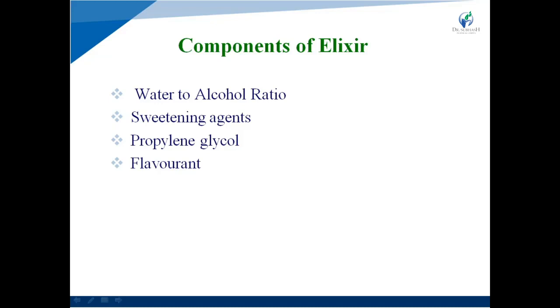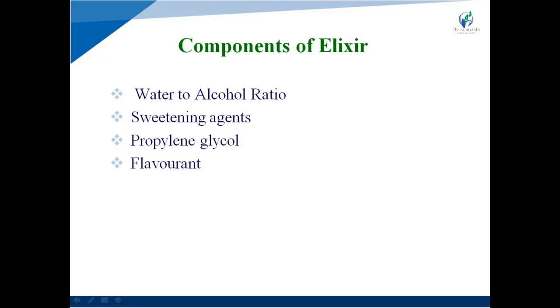Next one is propylene glycol. What is the use of propylene glycol? It is a colorless viscous liquid. It is used as a solvent in the preparation of certain medications, and it also inhibits the growth of fungi, viruses or any microorganism.